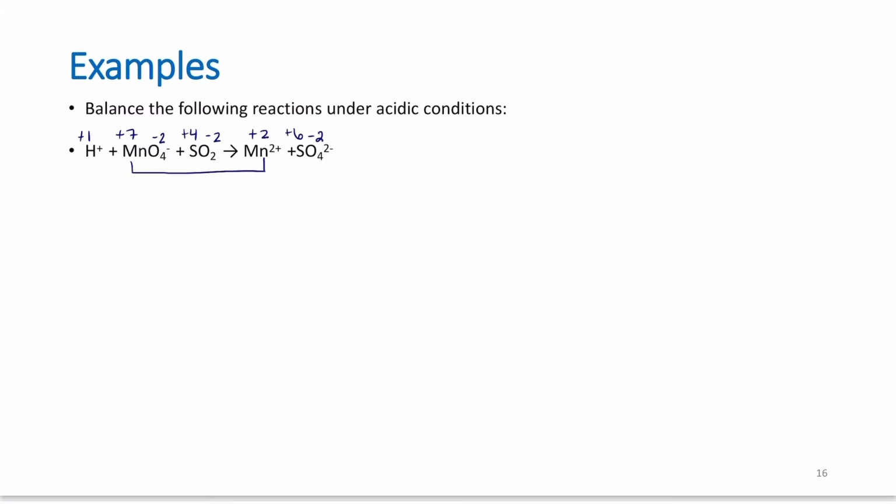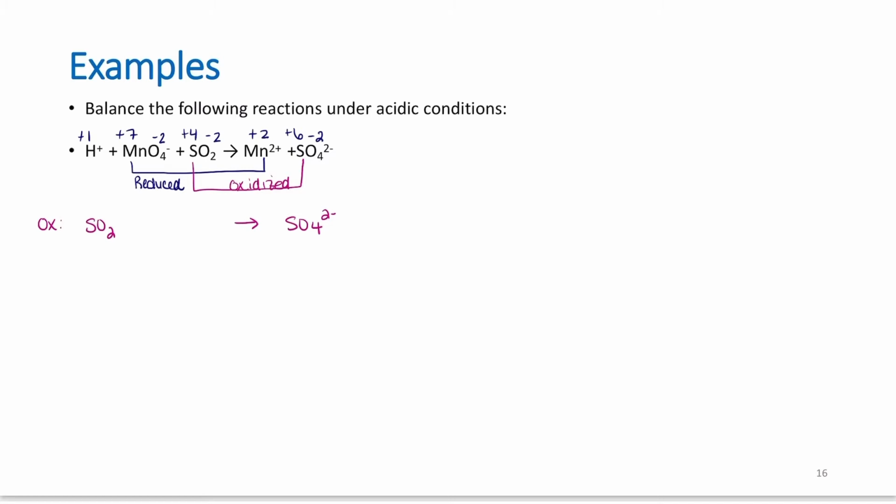I see my manganese has gone from +7 to +2, meaning it's been reduced. It gained electrons, the charge went down, and my sulfur has been oxidized. It lost electrons, its oxidation state increased. So my oxidation reaction, SO2 going to SO4 2-.